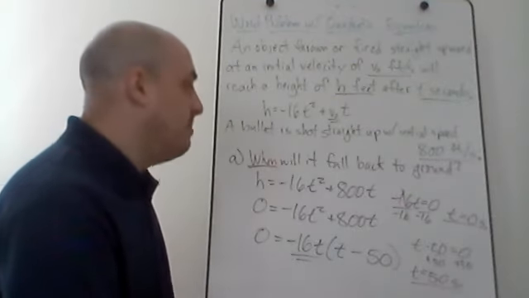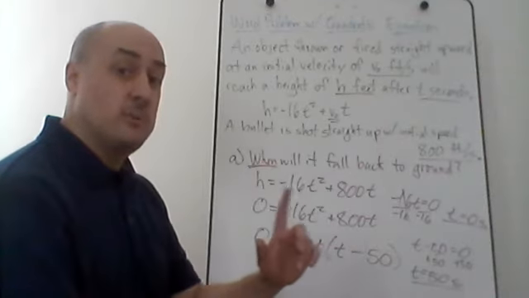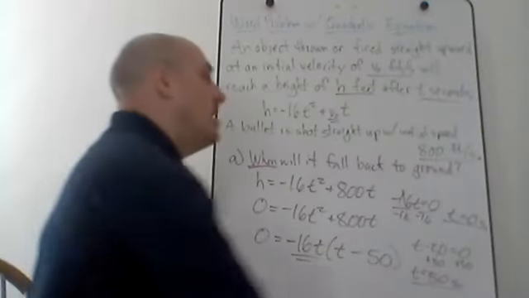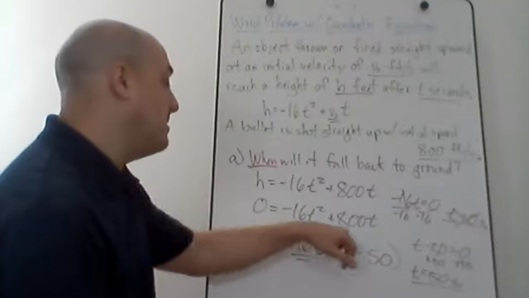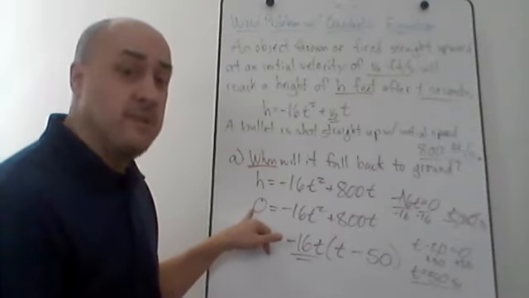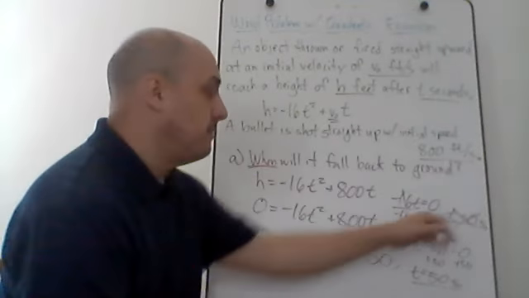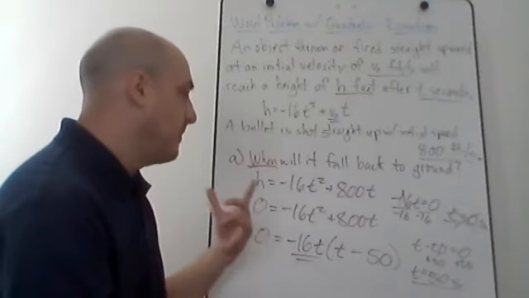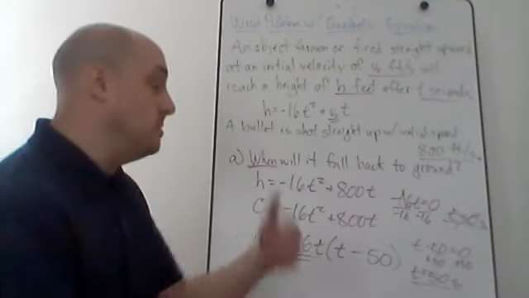Well, when will this bullet fall back to the ground? It's not going to be at 0 seconds, right? 0 seconds is when you actually shoot the bullet up into the air. So that's a valid solution to my equation, right? At 0 seconds, it has a height of 0 feet, assuming that you're shooting the bullet from ground level, right? So it has a height of 0 feet at 0 seconds, because that's the instant that you pull the trigger and shoot the bullet up.